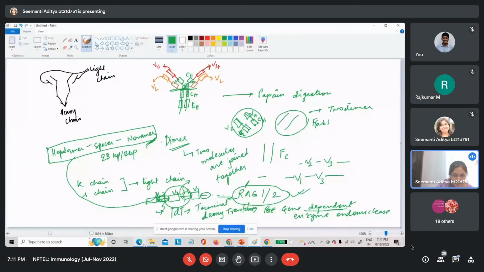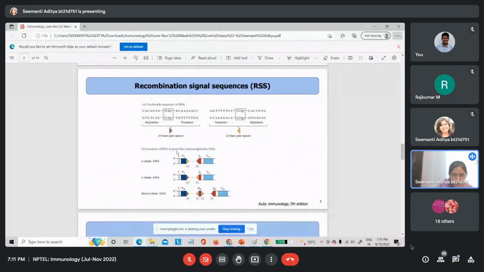So that is what I had discussed. See, location of recombination signal sequences: they are present between your variable regions, like V lambda, V kappa. So there are these kinds of V and J segments. Between those segments, this particular region is located.